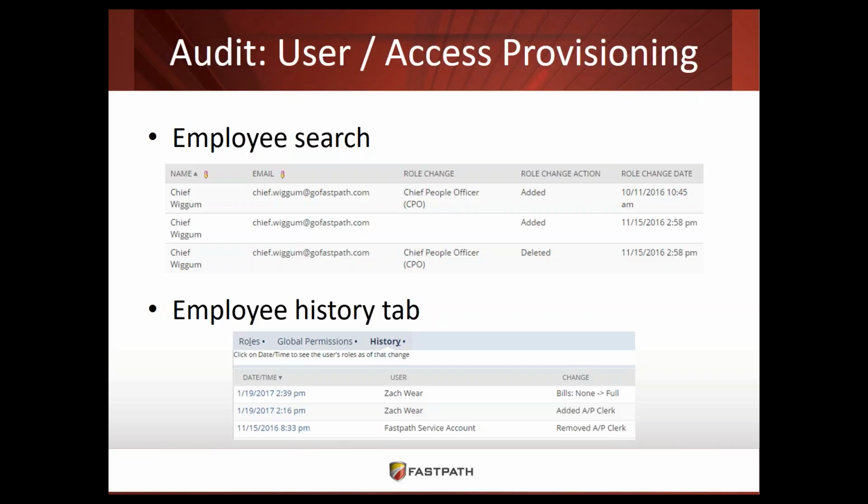We can also look at the employee history tab. If we open up that employee record and look at the access tab, there's a history sub-tab in there that's going to show you which users have been adding which permissions or roles on a certain date. Important to note here that global permissions are only going to show up in that history tab.